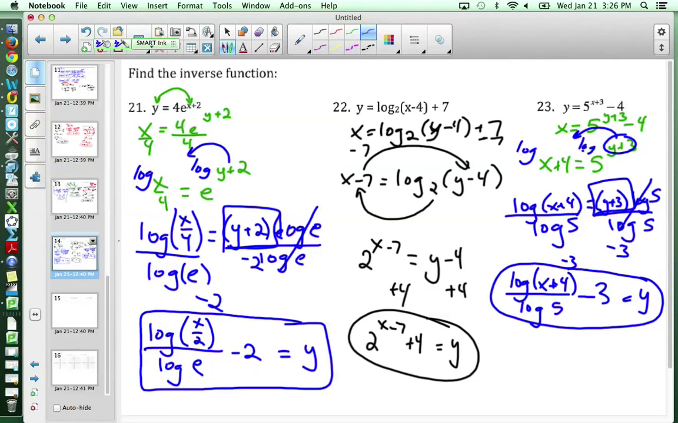So we need to be able to do this changing from log to exponential form, taking the log of both sides, that kind of thing, using two different variables to get that y out of the exponent or out of the logarithm, depending on which type of equation we have.